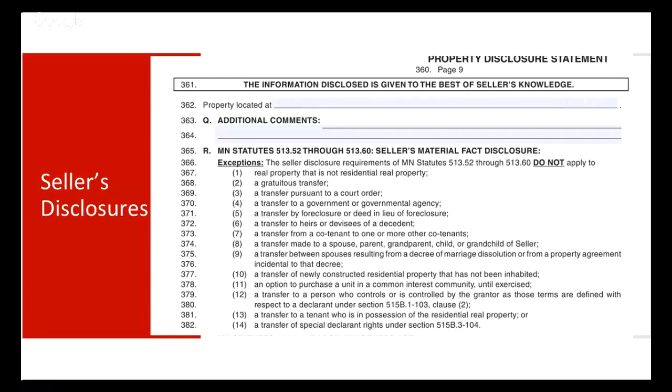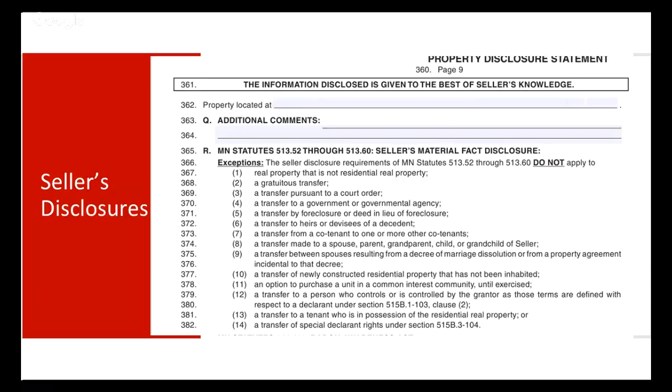lieu of foreclosure, a transfer to heirs or devisees of the descendant, a transfer from a co-tenant to one or more other co-tenants, a transfer made to a spouse, parent, grandparent, child, grandchild of seller, transfer between spouses, transfer of newly constructed residential real property that has not been inhabited. That's interesting. Could you still have an inspection of a new construction home? Mhm. Good. An option to purchase a unit in a common interest community until exercised.